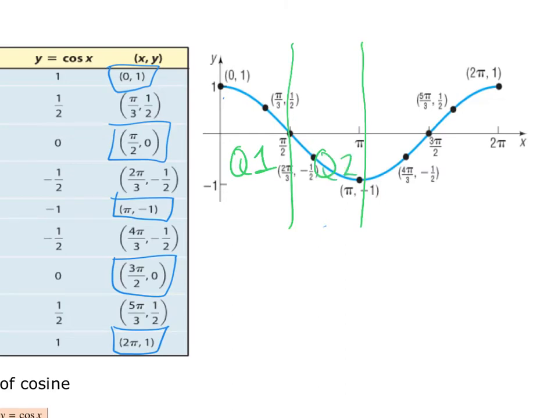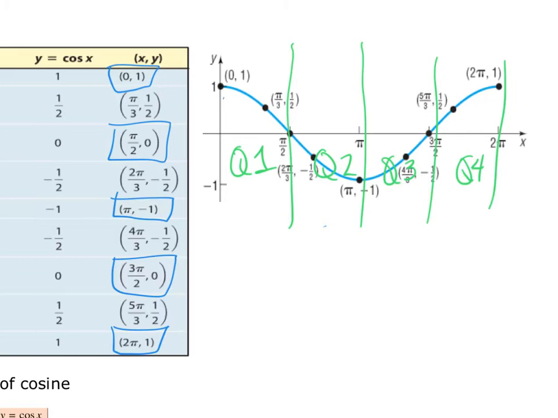What is my next quadrant? Pi to 3 pi over 2. Here's quadrant number 3. And then my last quadrant, of course, is quadrant 4. Okay. Any questions so far? And this is going to be true no matter what trig function we're using: quadrant 1, quadrant 2, quadrant 3, quadrant 4.